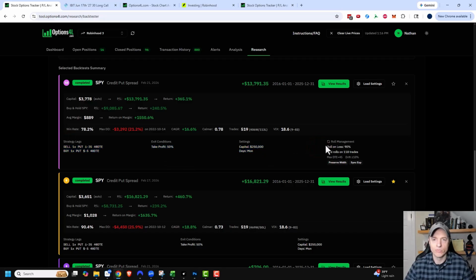management. So here we were rolling on the 90% loss. We had 118 rolls on 118 different trades, and so those are kind of the results. So we had a higher Calmar ratio, which means basically that our max drawdown was less with rolling than it was over here without rolling. However, you can see that our return when we weren't rolling was higher, 460% compared to 365%.